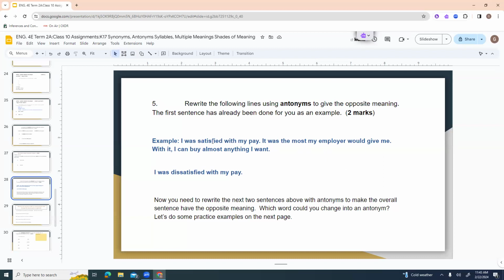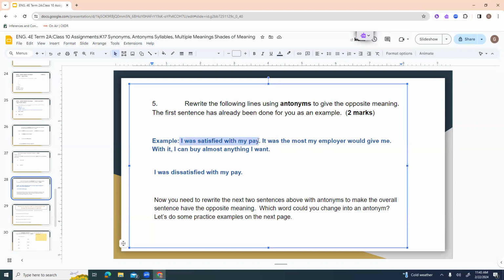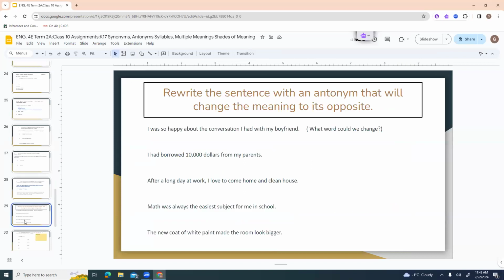They transformed this very first sentence, I was satisfied with my pay. They took that and they picked which word they wanted to use the antonym to give the sentence the opposite meaning. So they said, I was dissatisfied with my pay. So they kept the rest of the sentence the same. They just changed that one word. The hard part is they're not telling you which word you should try to change in the antonym. You have to kind of look at it and figure out which word in that sentence would make the most sense that I could try and change. So that one was one I thought was a little bit tricky.